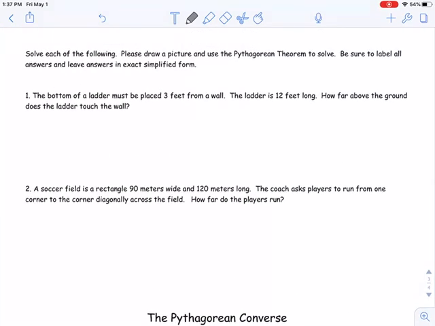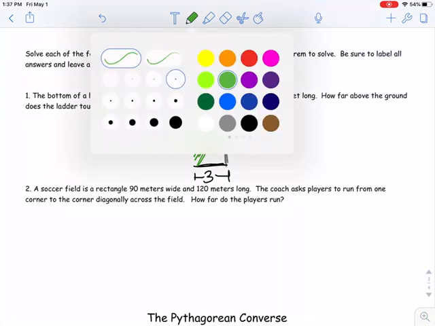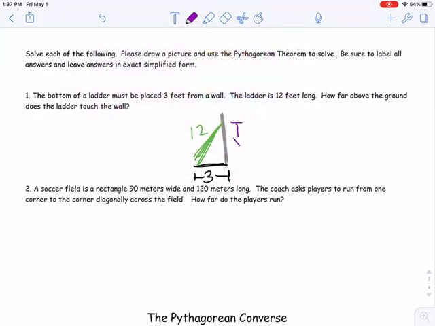Alright. So the bottom of the ladder must be placed 3 feet from the wall. Alright. So we got some wall. It's a gray wall. We got a green ladder. And the floor is black. Alright. The base of the ladder is 3 feet from the wall. The ladder itself is 12 feet long. How high is the ladder off the ground?